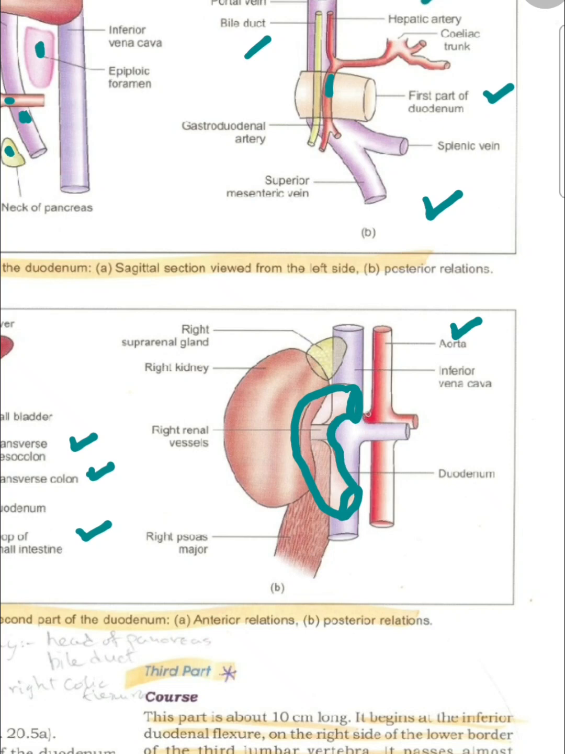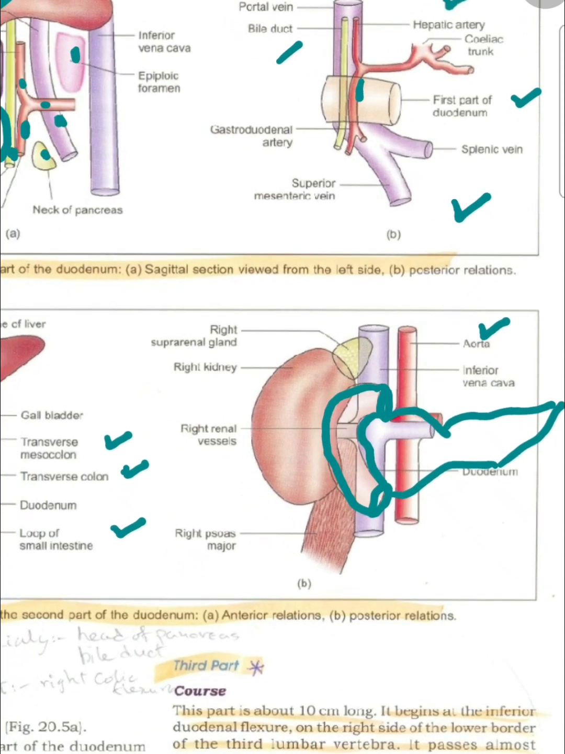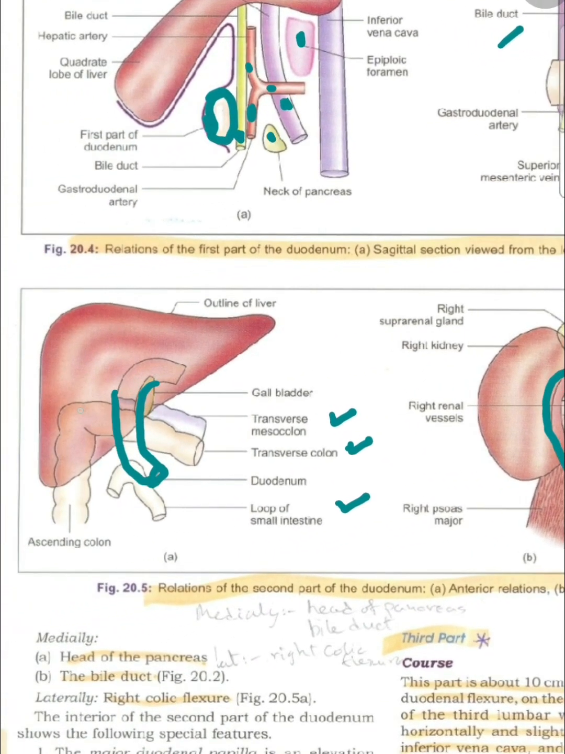Among the medial relations of the second part of the duodenum, that includes the head of the pancreas that is embedded in the second part of the duodenum. Lateral to the second part of the duodenum, we have got this right colic flexure, also called as the hepatic flexure.